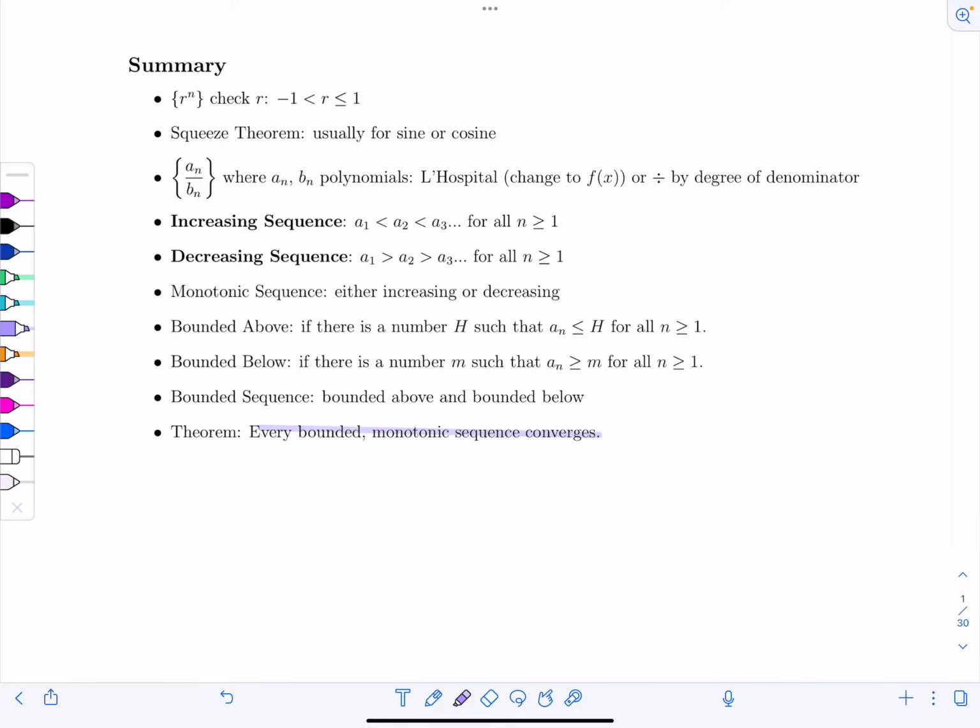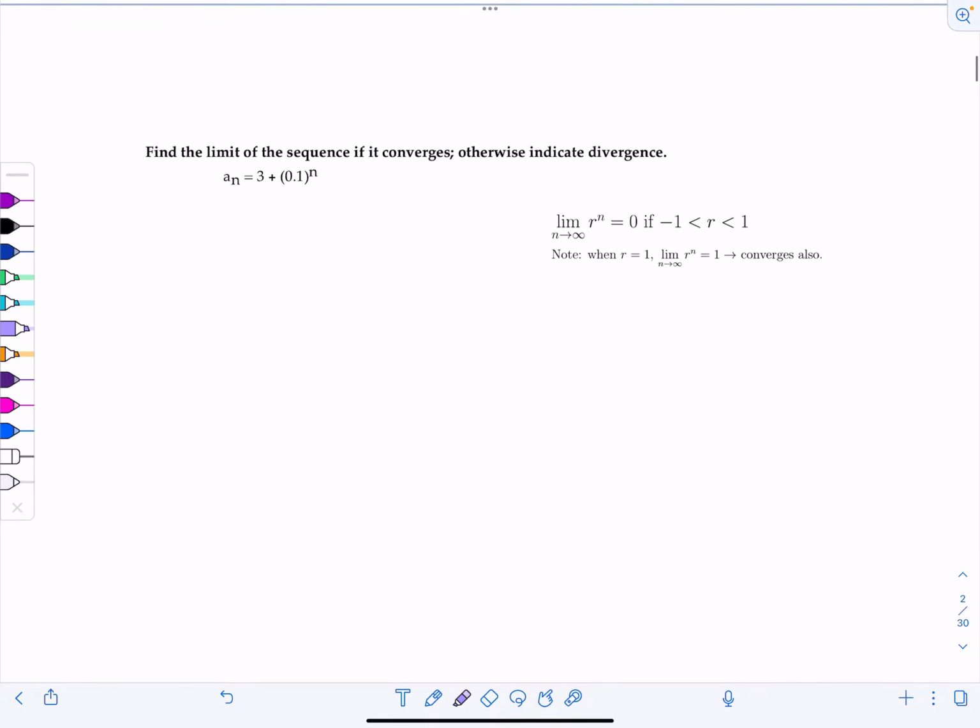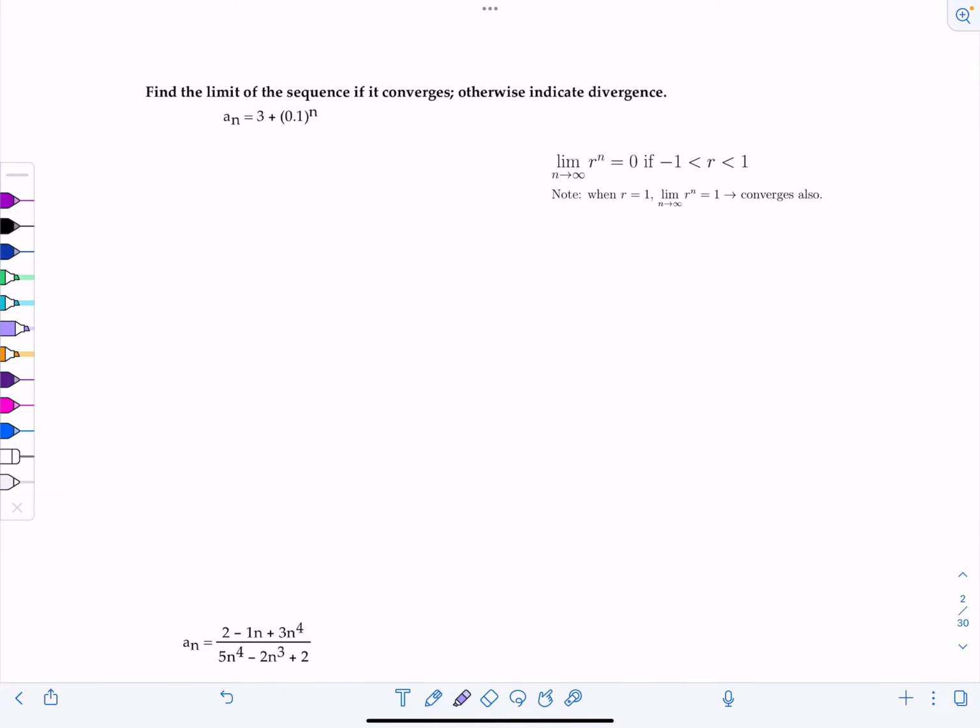That's a ton of info, so now let's work through some examples so you can see how to put all this to use. But hey, take a screenshot while this is here. Good? Okay. So here, we're asked to find the limit of the sequence if it converges, otherwise indicate divergence.